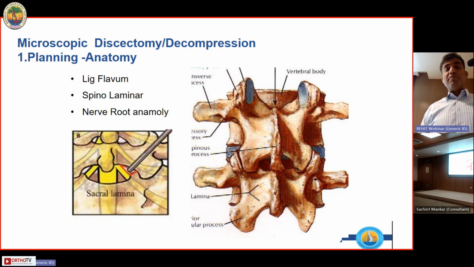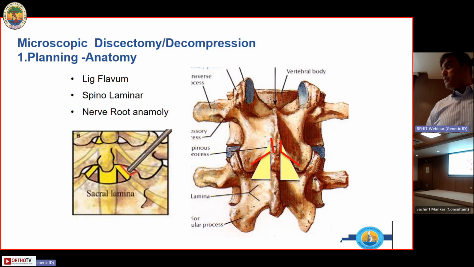We all know about the ligamentum flavum, spinolaminar junction, spinolaminar line, and of course nerve roots. Nobody can really predict the nerve root anomalies, but you should always try to make a note about a thick nerve root seen at a particular level on an MRI scan, which can give you a bare idea that you are ideally dealing with some kind of anomalous structure out there.